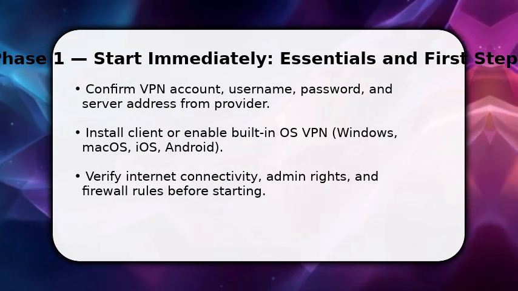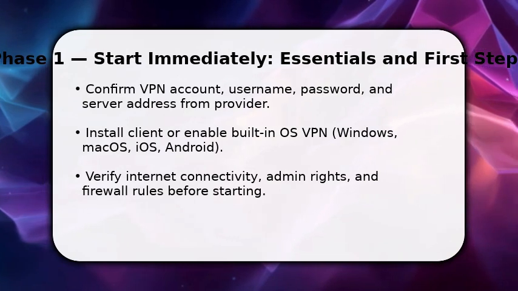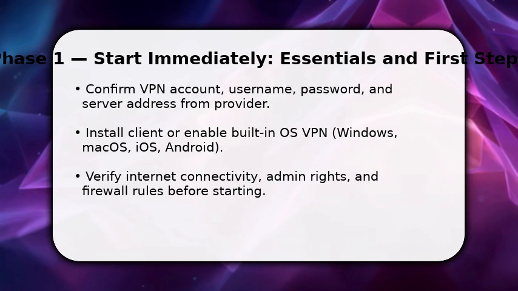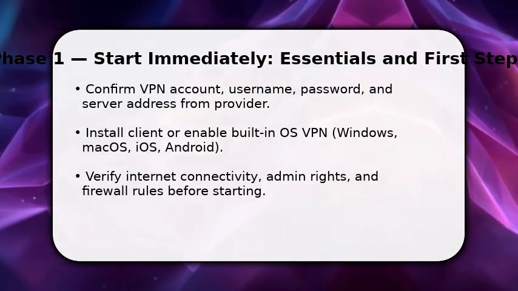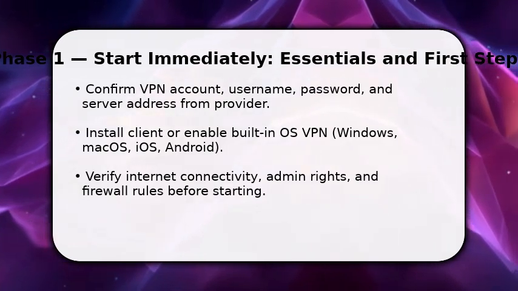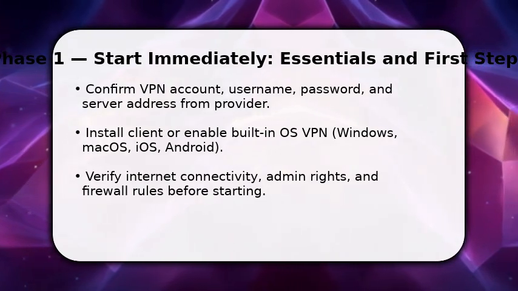Next, install the official client or enable the operating system's built-in VPN. Choose apps from trusted sources. Once installed, make sure you have admin rights, an active internet connection, and basic firewall allowances. These steps remove avoidable errors and make the next actions faster. Now open the client and proceed to configuration.